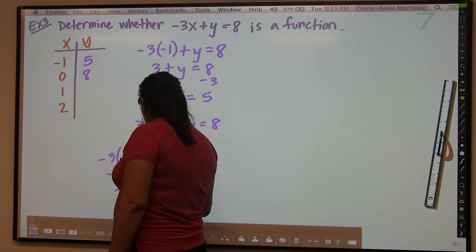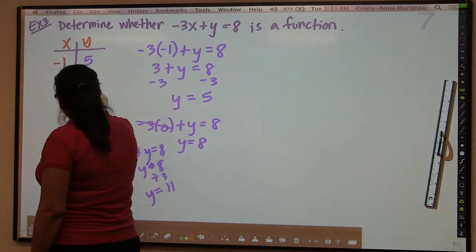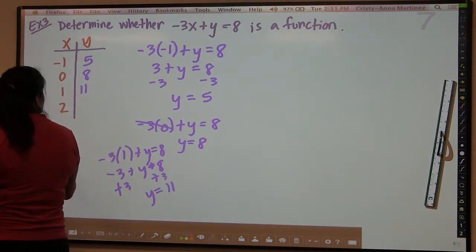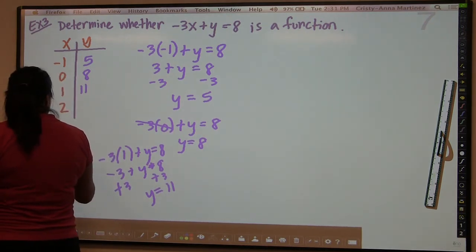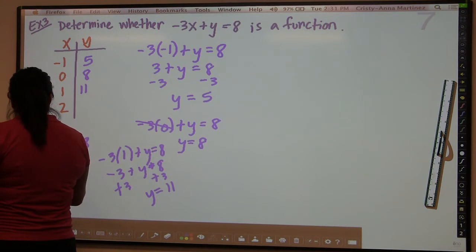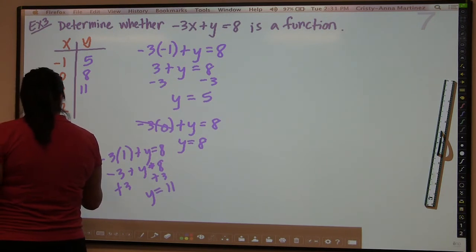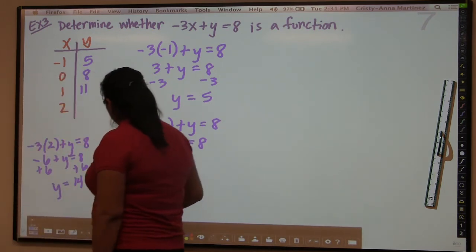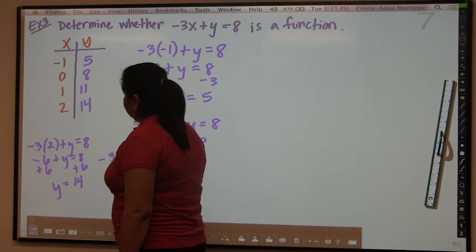Add 3 to both sides. And y equals 11. And lastly, negative 3 times 2 plus y equals 8. So that's negative 6. We're going to add 6 to both sides. What's 8 plus 6? 14. So that's 14. All right?